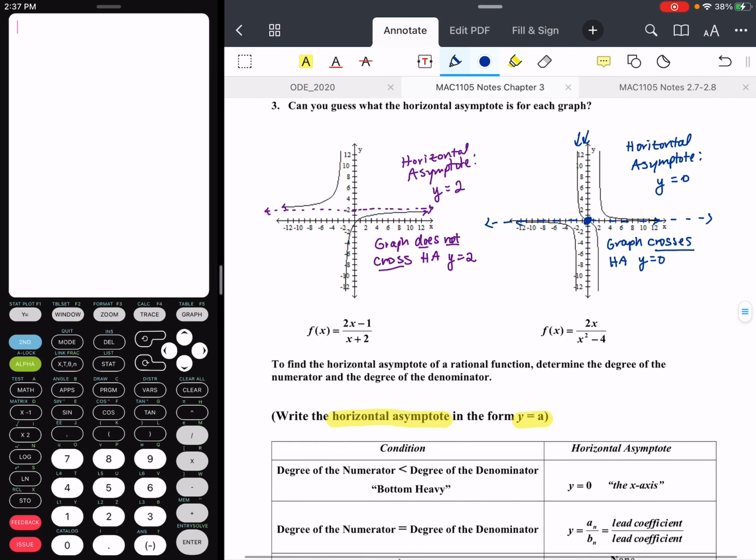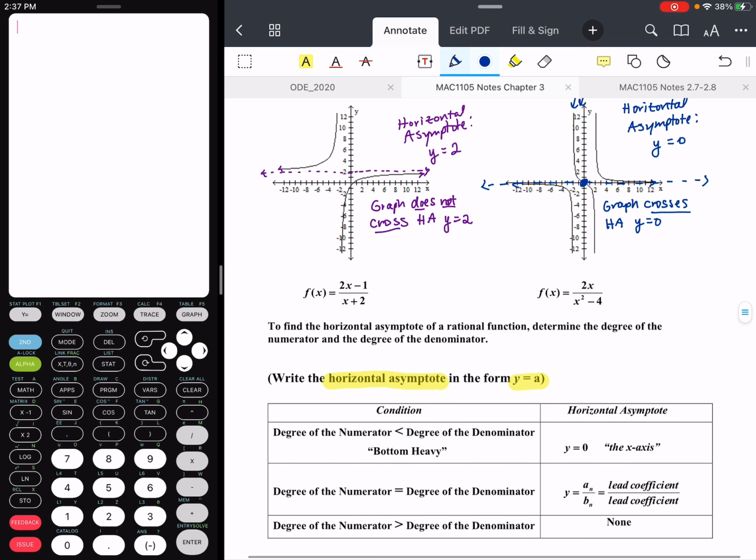Okay, so let's look at our rules for selecting our horizontal asymptote. So down here at the table at the bottom of the page, it says that we're focusing on the degree of the numerator and the degree of the denominator. So these degrees come from our exponents in the numerator and denominator. The degree of the numerator will be the highest variable exponent that we see, and same for the denominator. The degree of the denominator will be the highest variable exponent that we see.